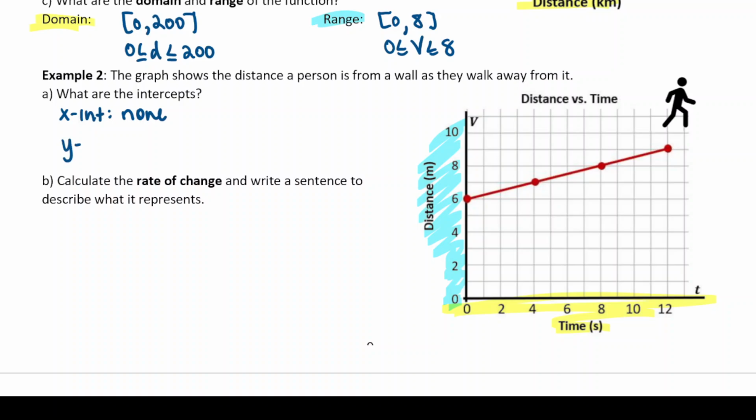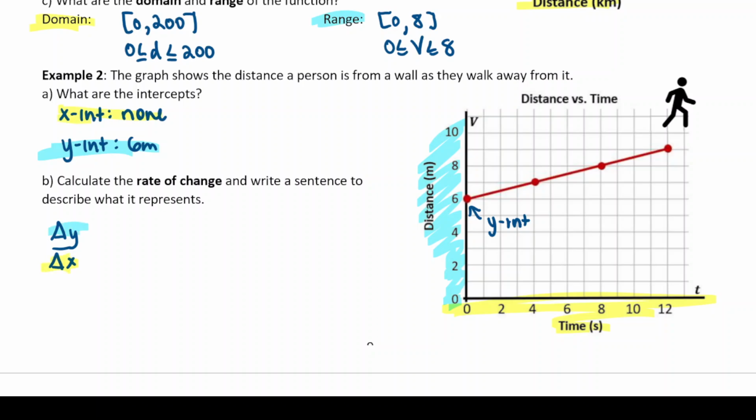There is a y-intercept though. That's right here at the start of the graph. That's 6 meters. So this graph only has a y-intercept. Okay, rate of change. Change in the y values over change in the x values.